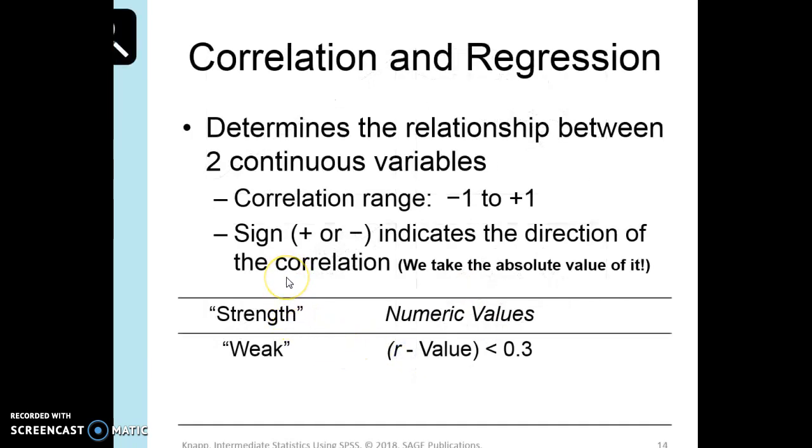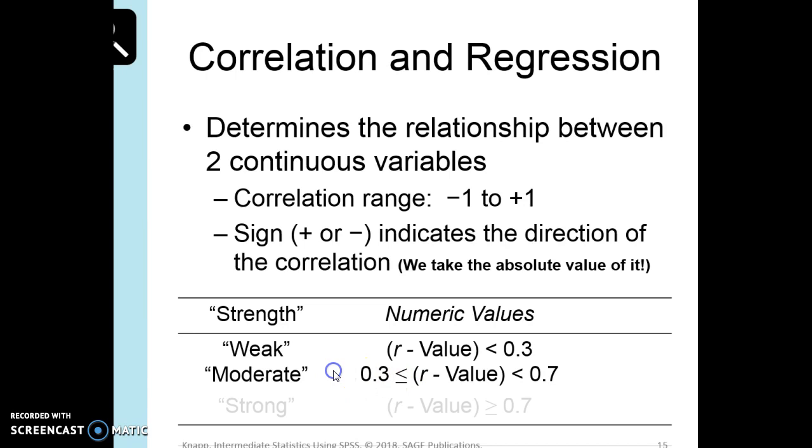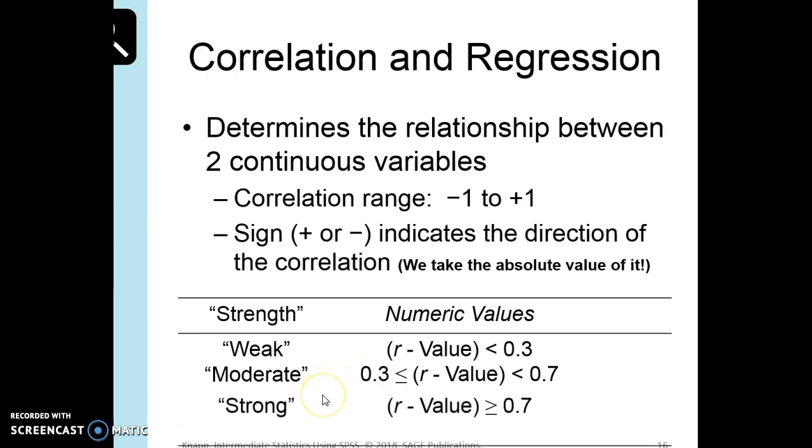Okay, let's talk about the strength. When we mention strength, we might say it's a weak correlation if the absolute value of the correlation, the R value, is less than 0.3. We will say that it is moderate if it is between 0.3 and 0.7, and we will say it is strong if it is greater than 0.7. We're going to talk about a lot of correlations, and they all follow this same rule.